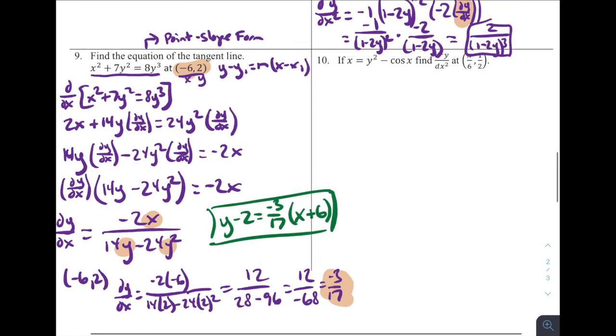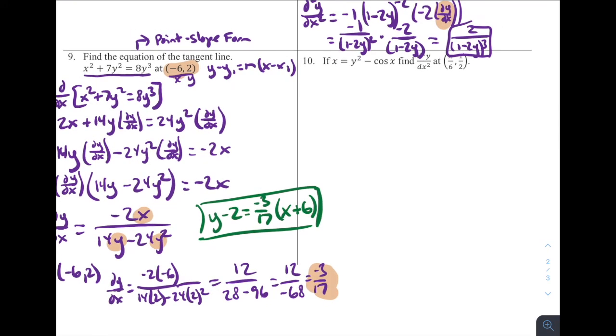Number 10, if x is equal to y squared minus cosine of x, find the second derivative at what looks like pi over 6. So is that pi over 6 comma 1/2 for that? All right, so find the second derivative. We need to find the first derivative first. So, we're going to take the derivative of this with respect to x. That's going to give me 1 is equal to 2y dy dx plus sine of x. Derivative of negative cosine is sine.